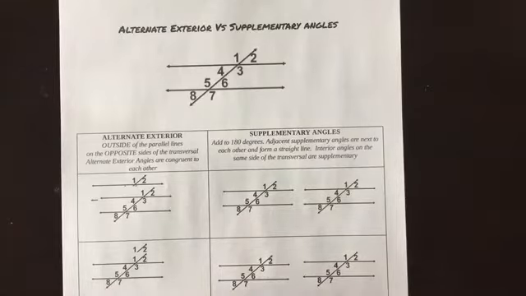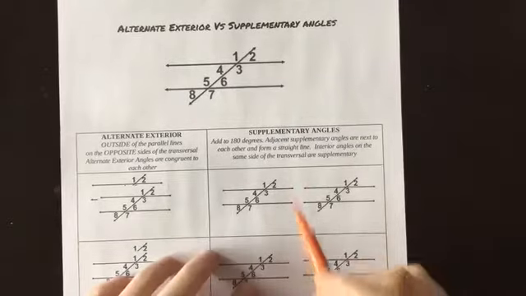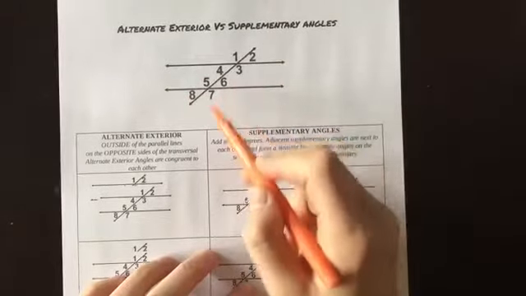Okay, so let's take a look at the difference between our alternate exterior angles versus our supplementary angles when we have parallel lines cut by a transversal. Now, this was a really great question, especially considering our geometry test is coming up. So first thing we want to know is our parallel lines cut by a transversal.